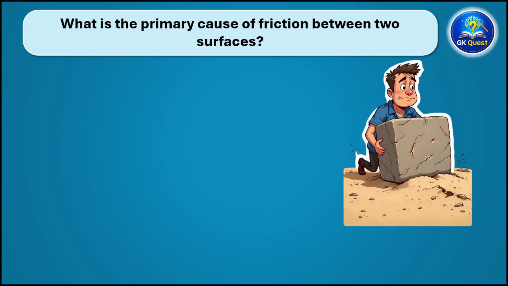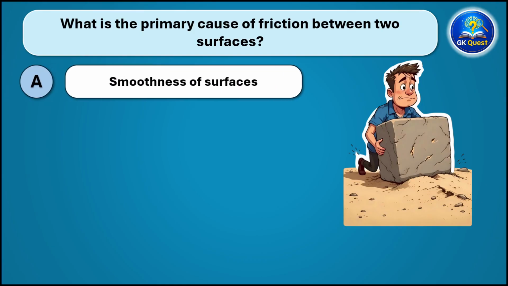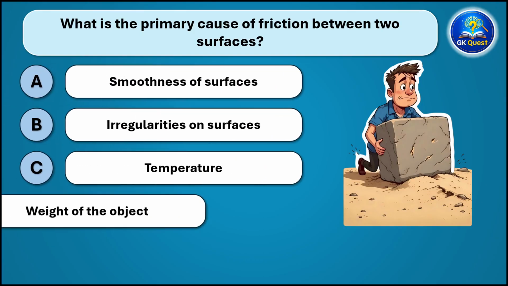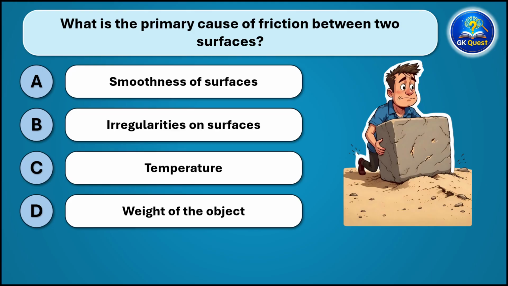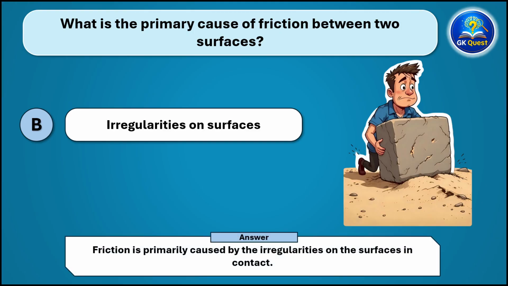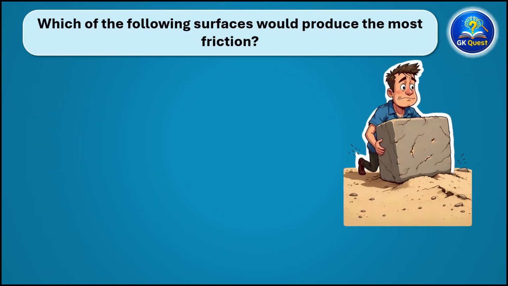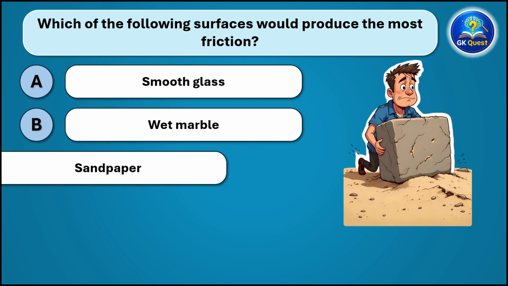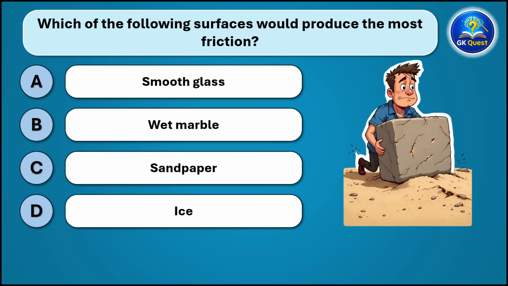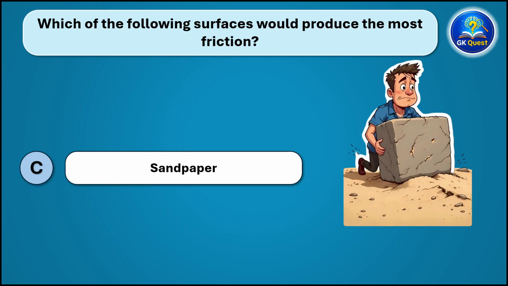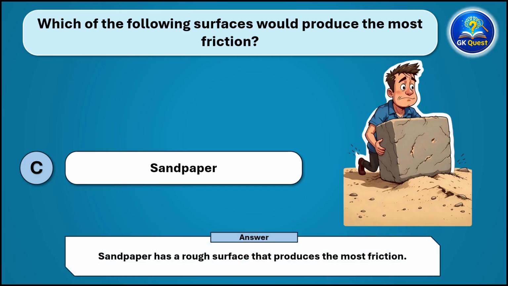What is the primary cause of friction between two surfaces? And the correct answer is friction is primarily caused by the irregularities on the surfaces in contact. Which of the following surfaces would produce the most friction? And the correct answer is sandpaper has a rough surface that produces the most friction.